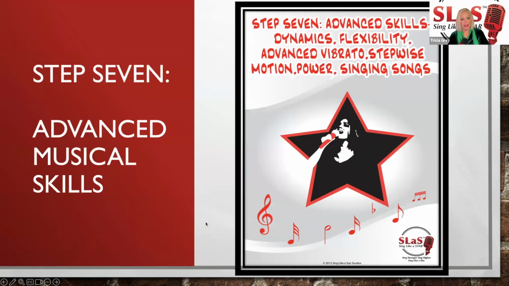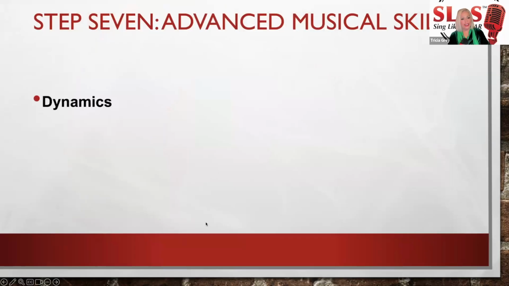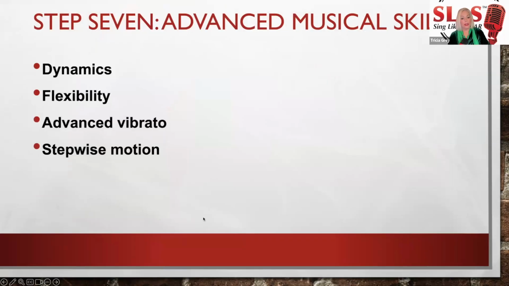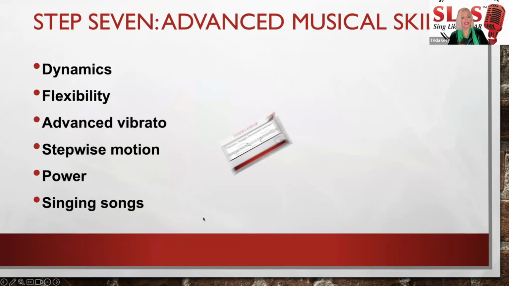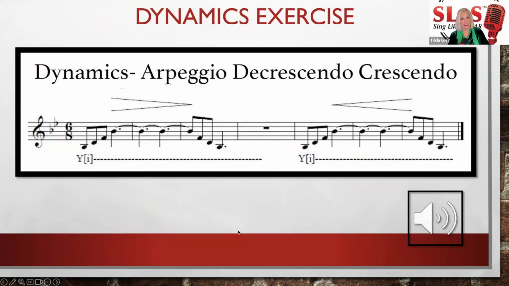Step 7, advanced musical skills. The advanced skills we discuss in step 7 are dynamics, flexibility, advanced vibrato, stepwise motion, power, and singing songs. Here's an example of a step 7 exercise.